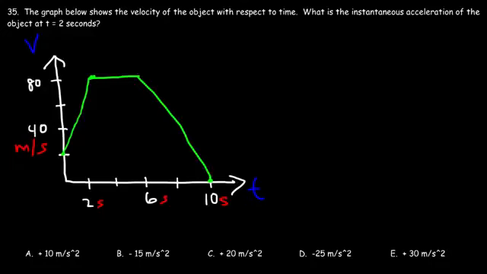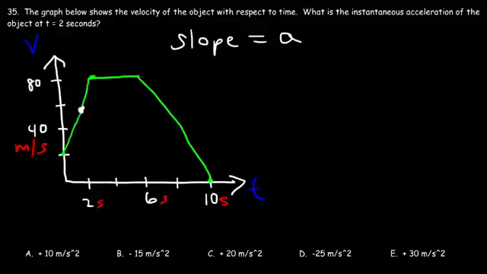35. The graph below shows the velocity of the object with respect to time. What is the acceleration of the object at t equals 2 seconds? So we need to find the acceleration at this point. What you need to know is that whenever you're given a velocity time graph, the slope of this graph is equal to the instantaneous acceleration of the object at that point. Now the slope of a line, if you have a straight line, the slope is constant. So the average acceleration is the same as the instantaneous acceleration.